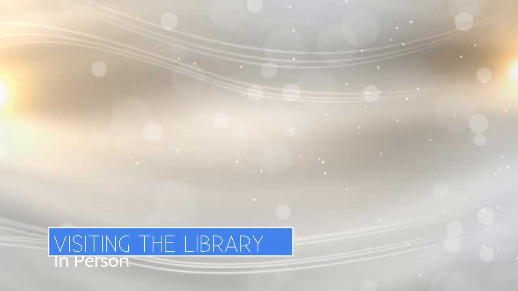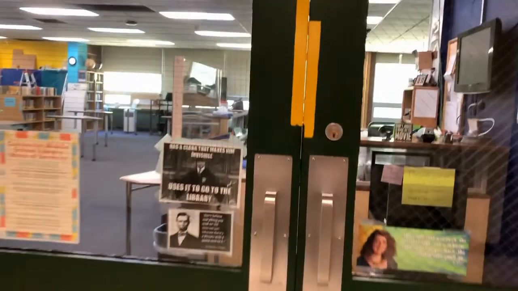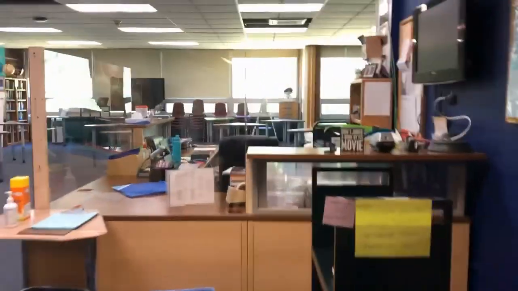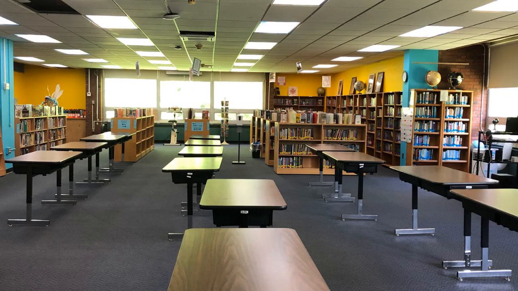If you want to come to the library, just check the schedule and find out when is the open library time for your particular team. And then you can come up when you have that open time. When you enter the library, you'll need to sign in and clean your hands using hand sanitizer when you come in the door. And you'll also need to use hand sanitizer before you touch any of the books. Any books that go home need to be quarantined for a week when they come back.